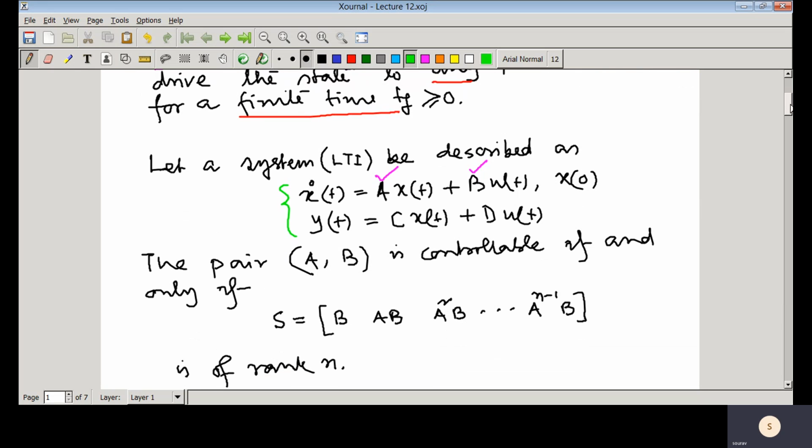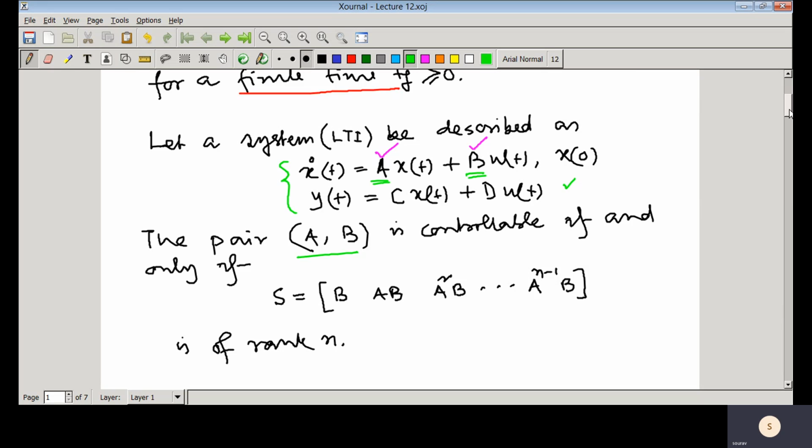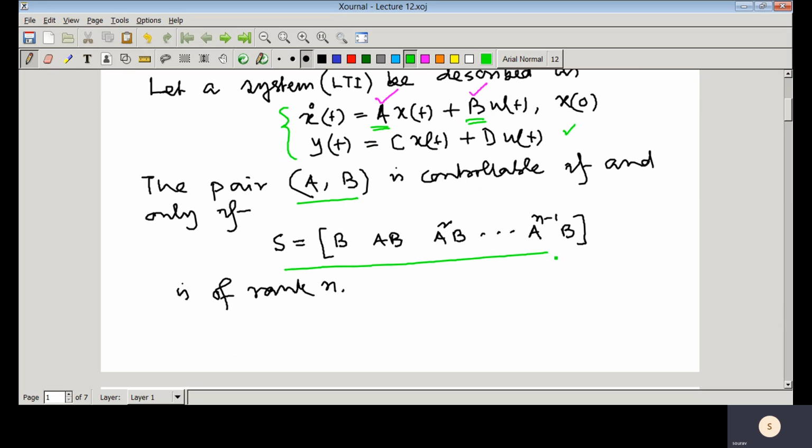So now let us see, whenever a system is described by its state equation like this, the controllability depends on two matrices. One is the system matrix, another one is the input matrix. Then that pair AB is said to be controllable if and only if we form a matrix like this, we will see it later by an example. What is that matrix? This particular matrix is called the controllability matrix.